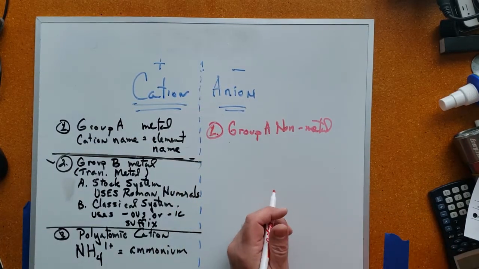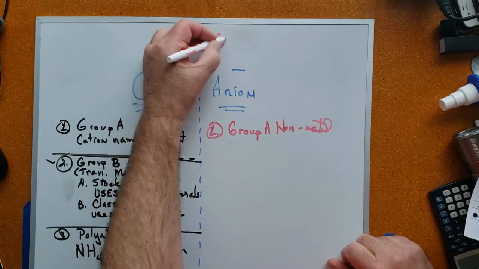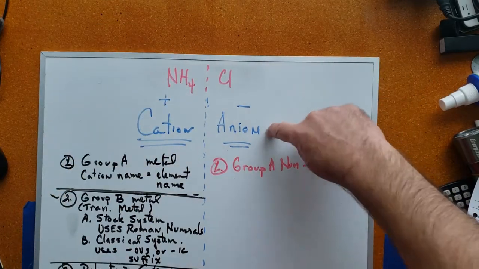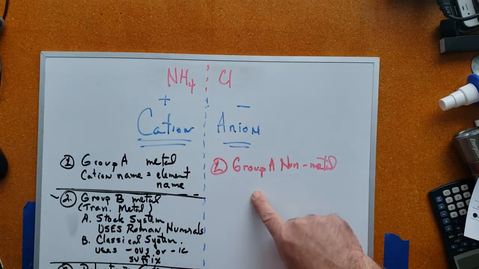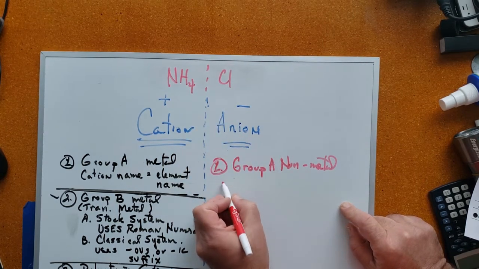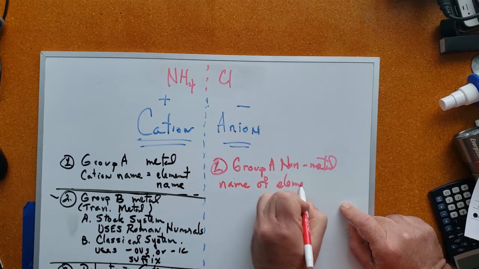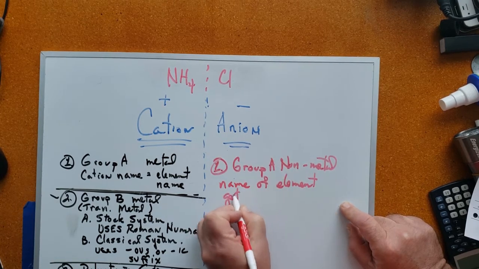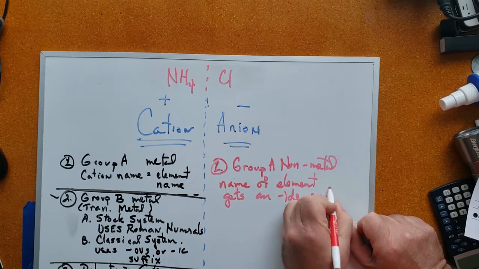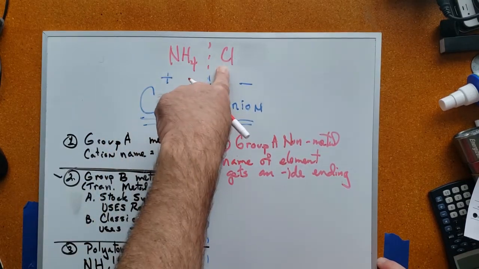And when we see these as part of a compound, let's go back to the NH4Cl. The Cl is the back half of the compound, the anion. It is a group A nonmetal. The name of the element gets an IDE ending. So this guy would be ammonium chloride.